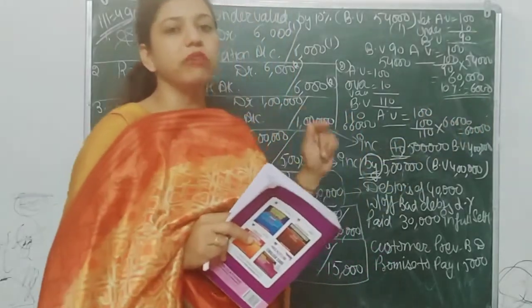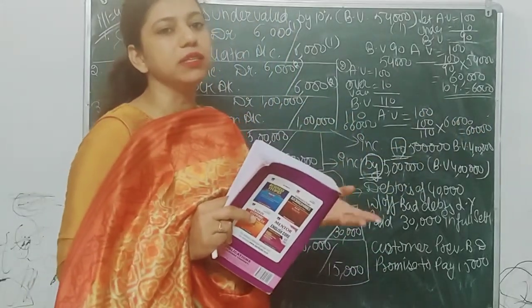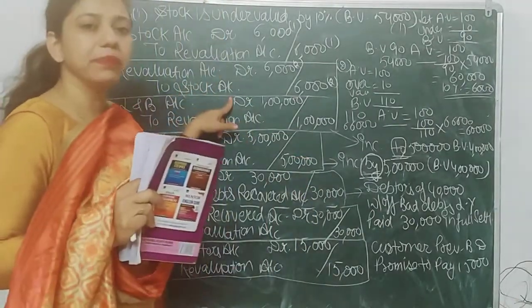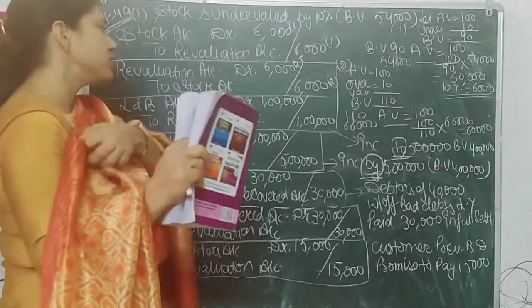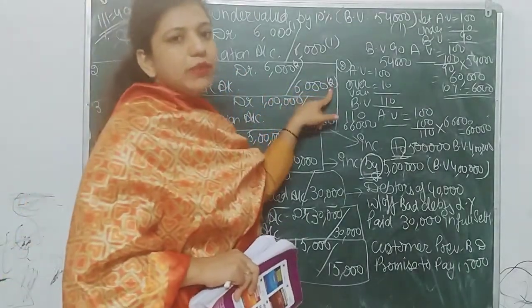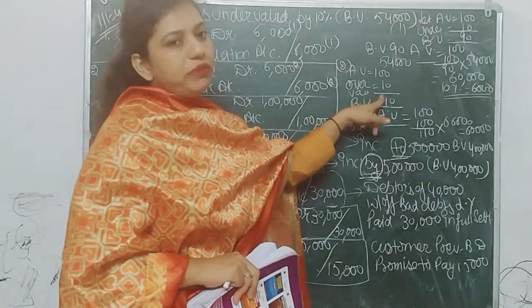Now stock is overvalued. That means it was wrongly increased, so we have to decrease it. So stock should be credited. That means there is a loss. So revaluation account should be debited, to stock, by 6,000. I hope now the concept is clear to everyone.